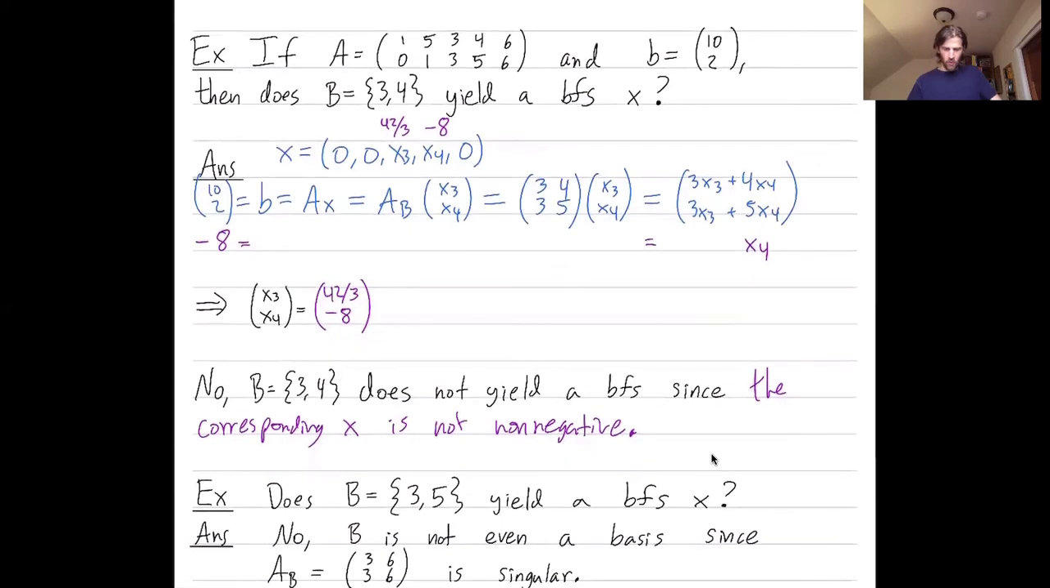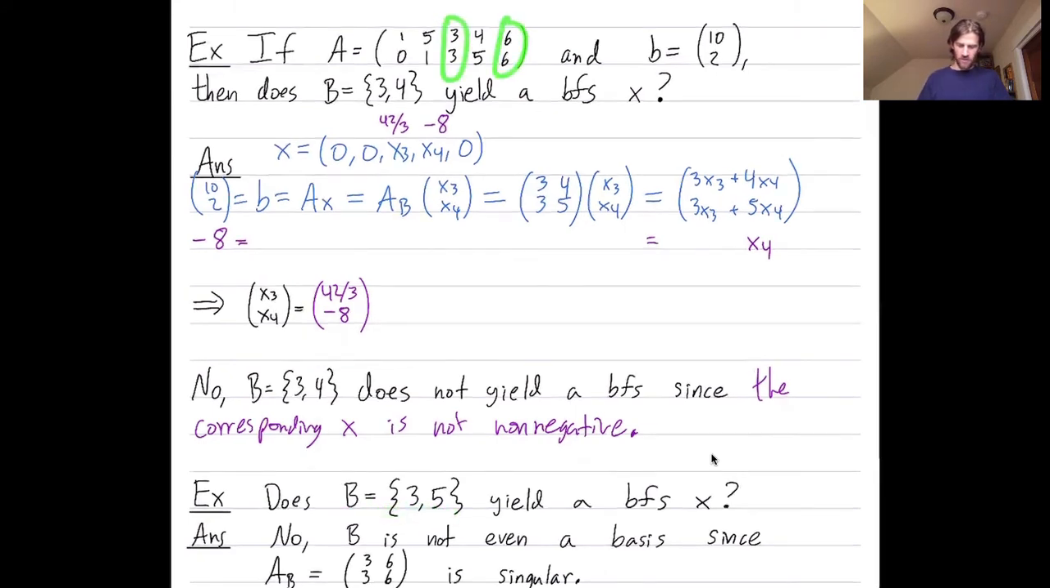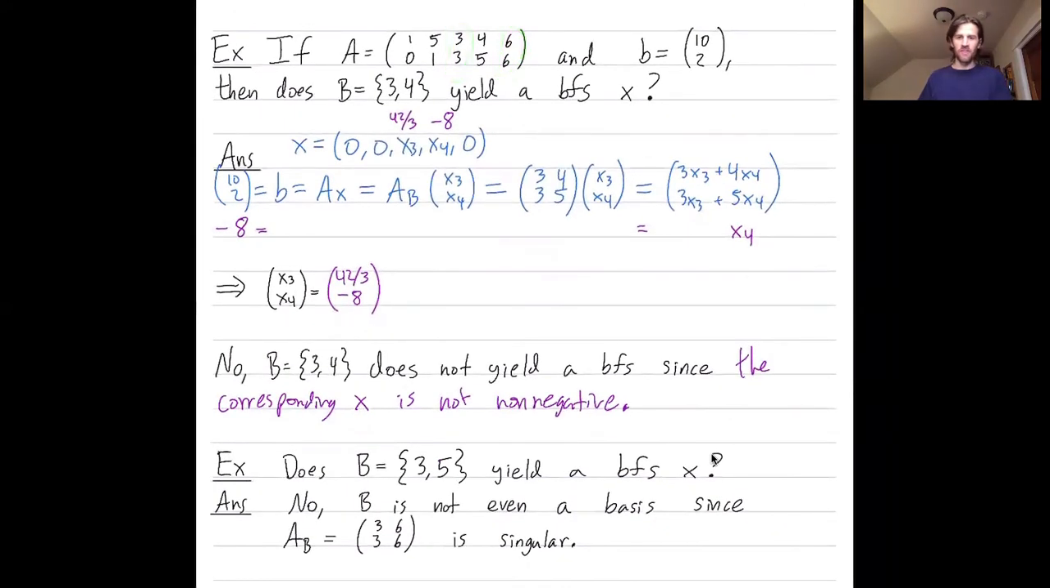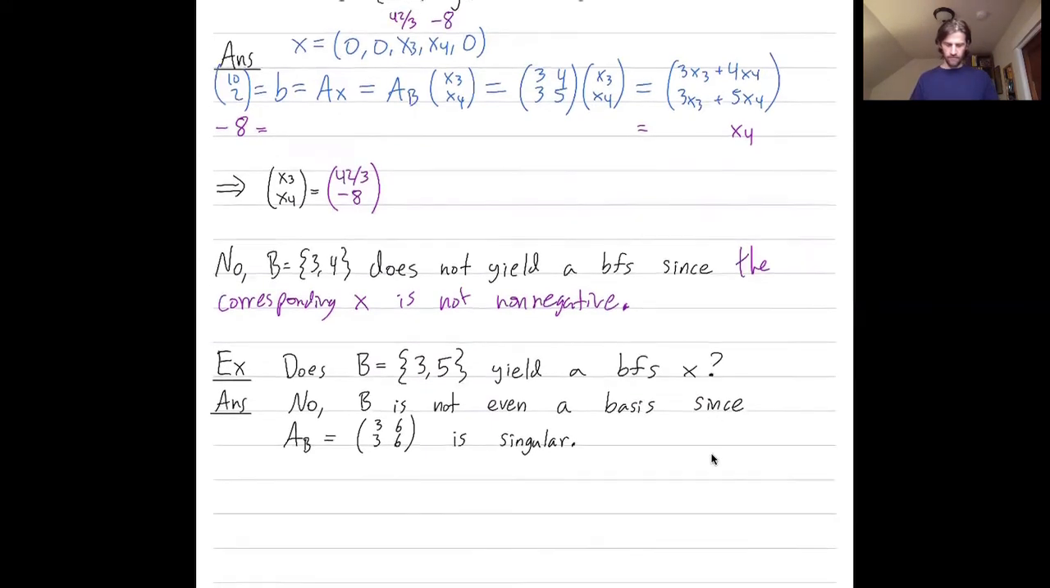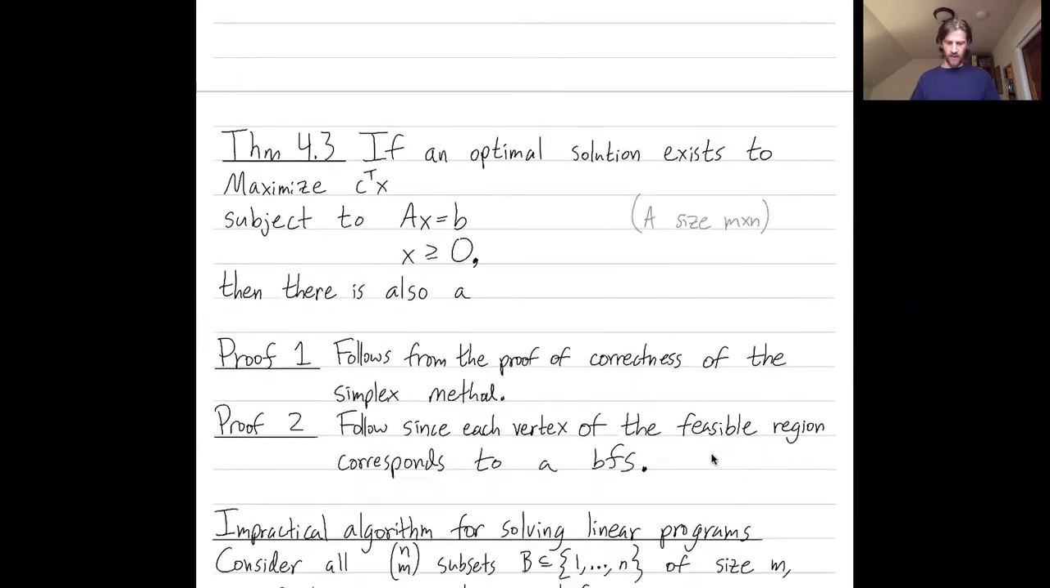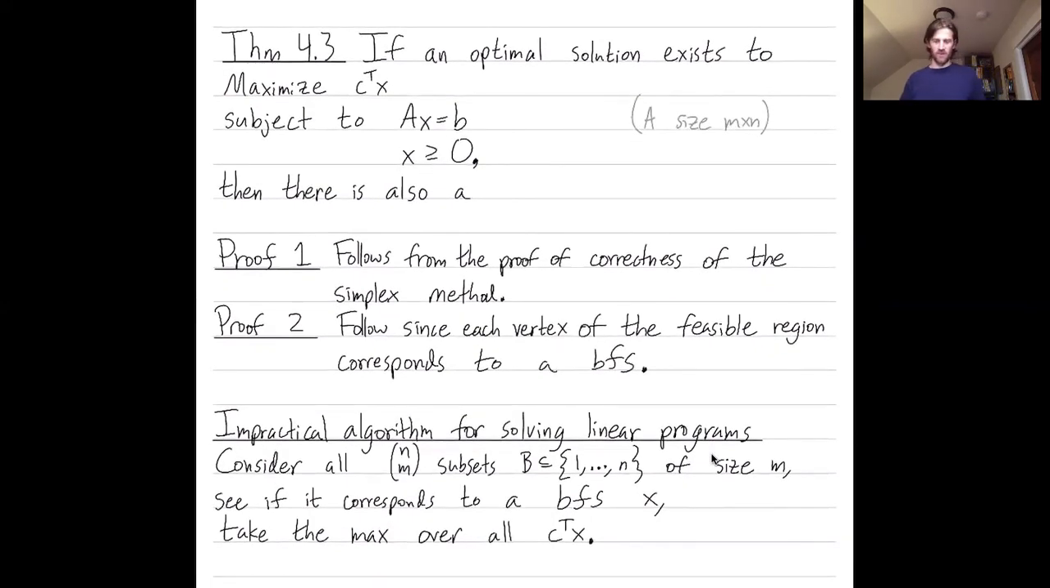Okay, trick question. If I let capital B be 3, 5, so I'm looking at the third and fifth columns, does that yield a basic feasible solution? No, we're sunk from the start. The set capital B, which was the third and fifth columns, doesn't even yield a basis. Just because when I look at the square matrix formed by taking the third and the fifth columns, I get a singular matrix, a matrix with determinant 0. Okay, so that's an introduction to what a basic feasible solution is.